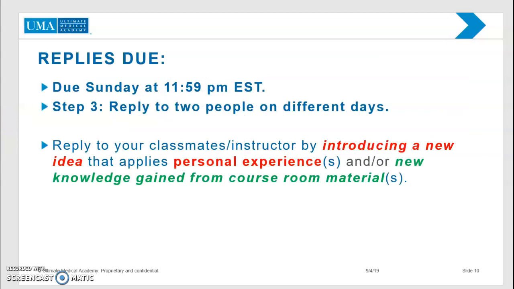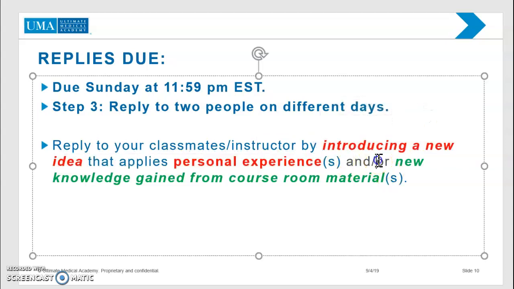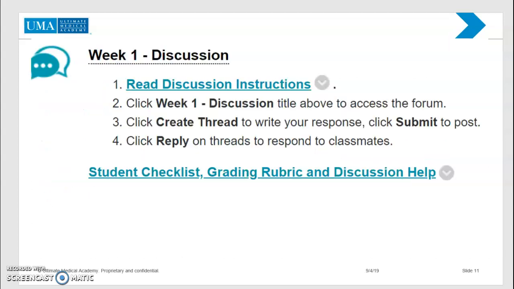Replies: again, you have to answer all of this when you reply to a classmate. Read their post, okay? Introduce a new idea based upon what they're saying. Now you're going to add your own new idea based upon your personal experience. This is number 1. Number 2, you can also elaborate your conversation by adding the course room materials, which we just showed and reviewed on your course objectives. So those are the things you are adding in your replies to further elaborate the conversation.